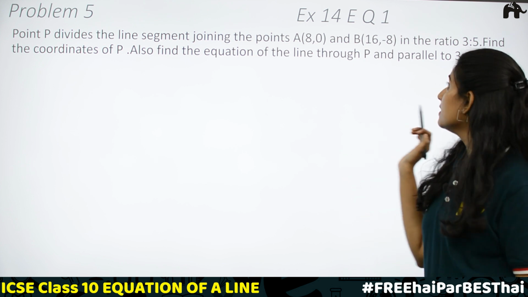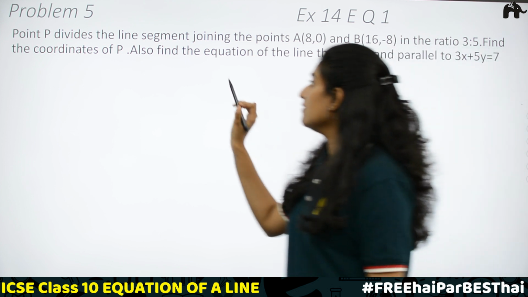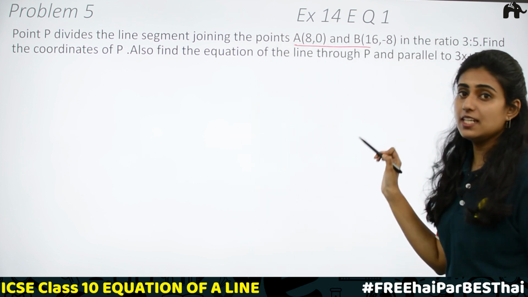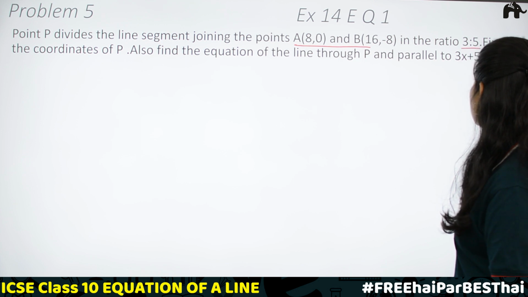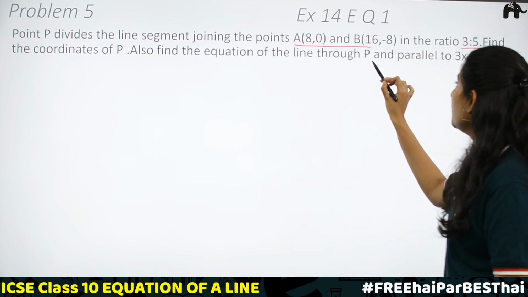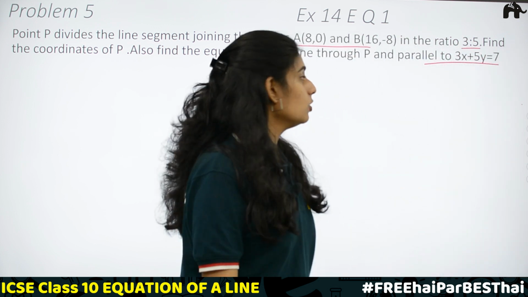Here we have the fifth problem, question 1 of exercise 14E. Point P divides a line segment joining the points A (8, 0) and B (16, minus 8) in the ratio 3:5. Find the coordinates of P. Also find the equation of the line through P and parallel to 3x + 5y = 7.